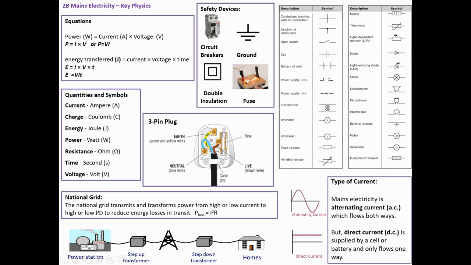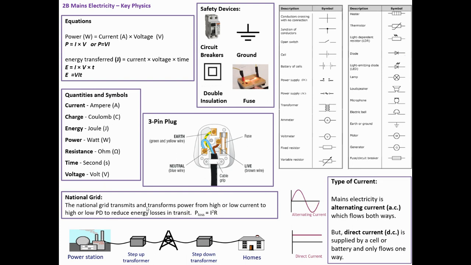We also need to know about safety devices, so circuit breakers, the term double insulation, which means basically things with a plastic case do not need an earth wire. Fuses as well, and ground as a symbol. And then, of course, you've got all these electrical symbols. Now, initially, you only need the basic ones, but when you get to year 11, you will need to know them all.